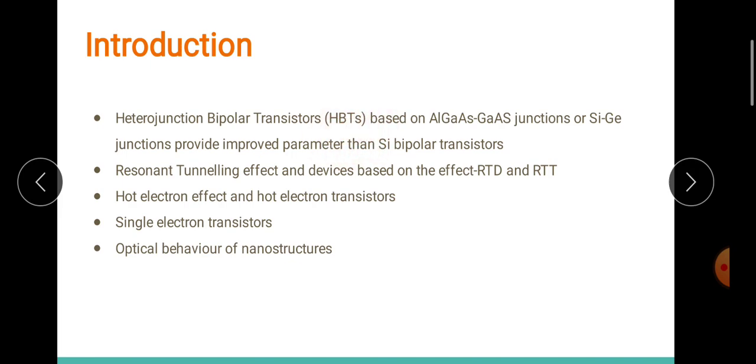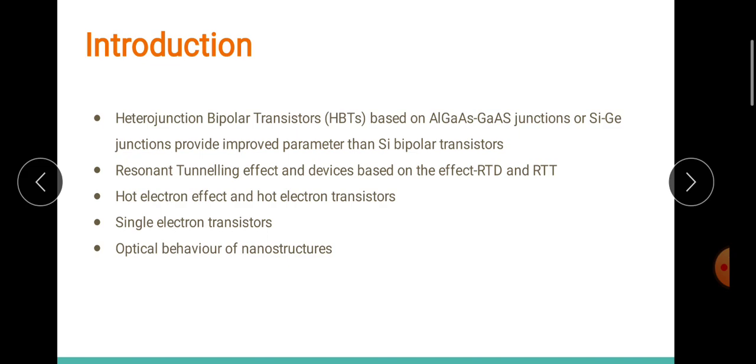Again, this is nothing which is very unfamiliar to you. They are nothing but the junctions of aluminum gallium arsenide and gallium arsenide, or we have the silicon germanium junctions. So we also have the heterostructure bipolar transistors, which are based on the aluminum gallium arsenide junctions. We shall also see various devices, right? We have seen how resonant tunneling occurs in perpendicular transport, right? So based on that resonant tunneling effect, we have the resonant tunneling diodes as well as the resonant tunneling transistors. And transistors based on your hot electron effect are the hot electron transistors.